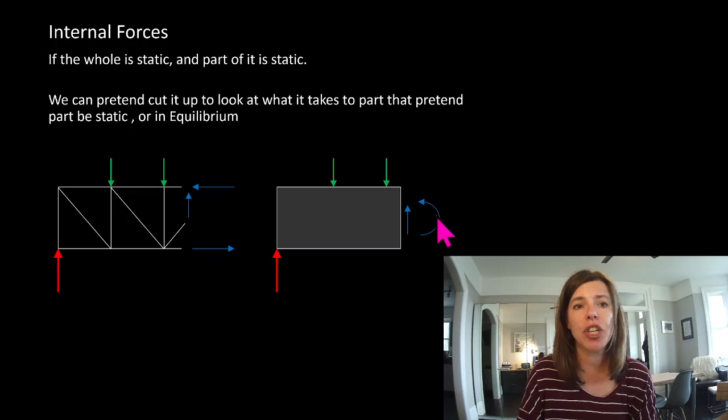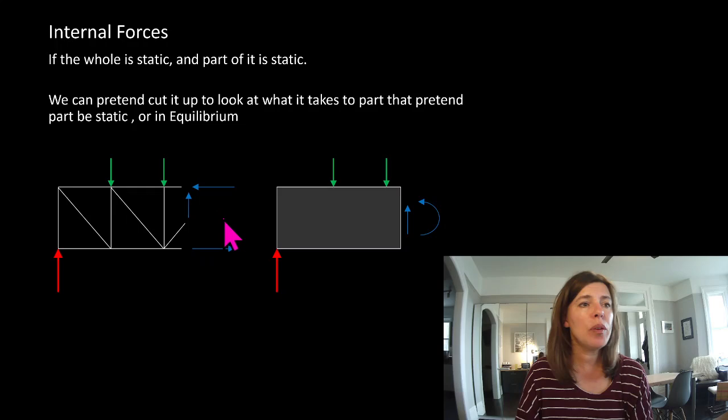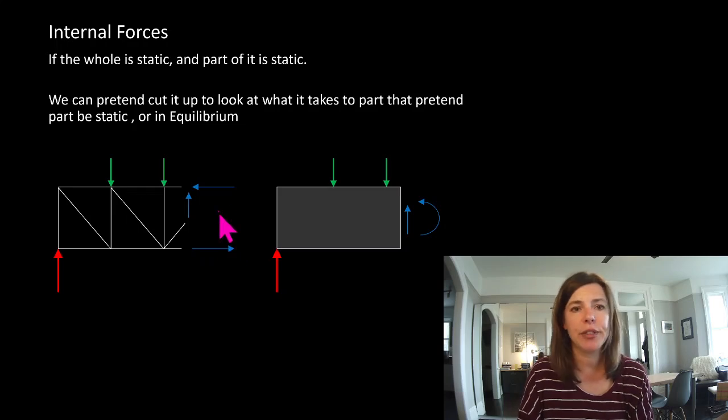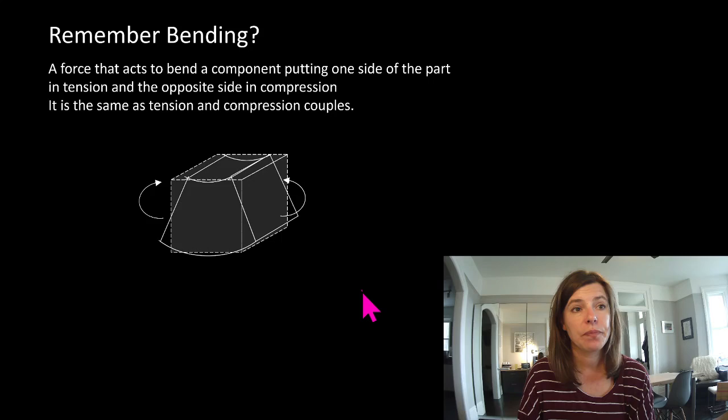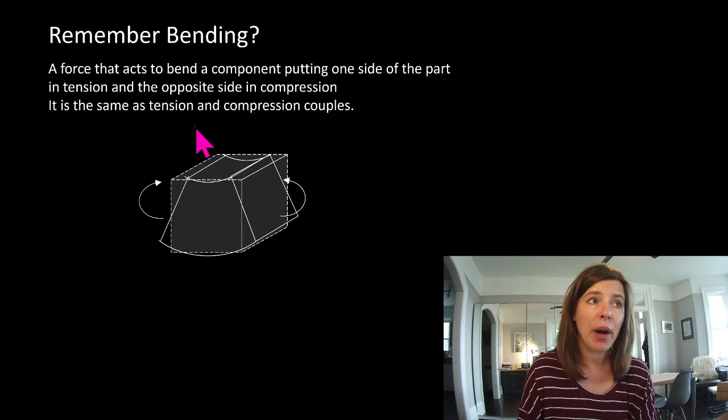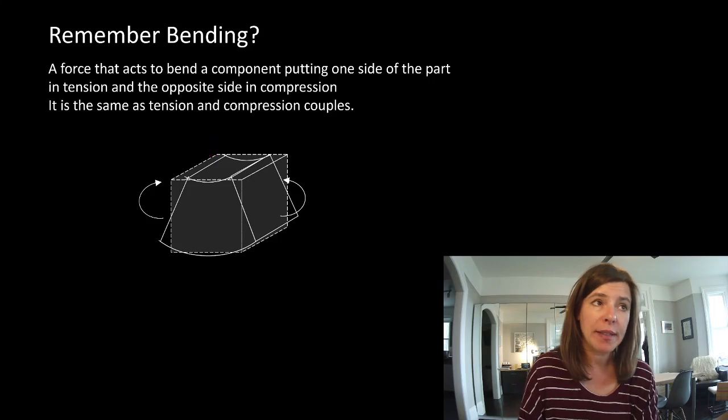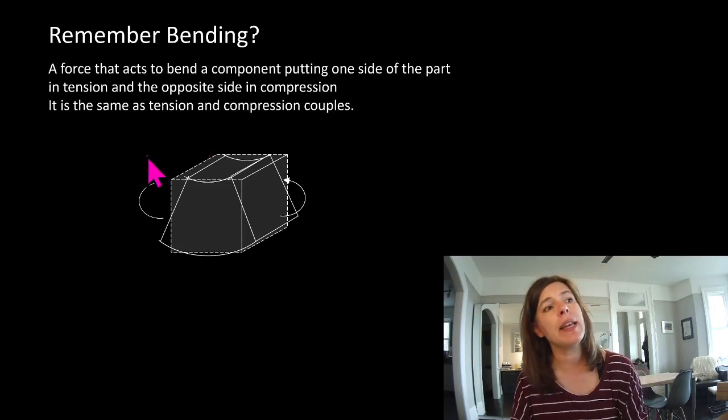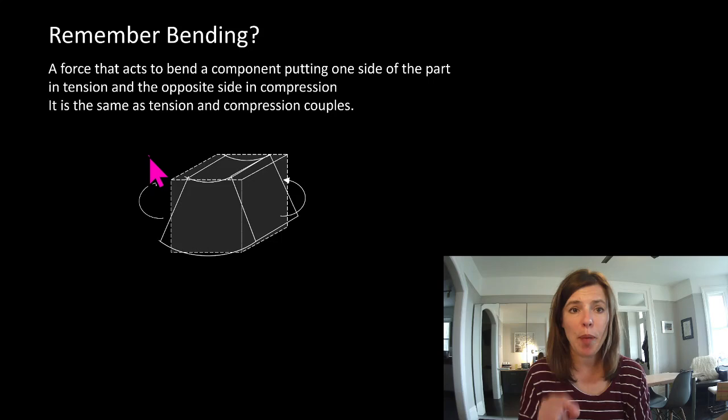What if we used a general placeholder of moment when we made our internal cut? We could break it down to tension and compression if we wanted, but what if we used a moment as a placeholder to find the internal moment in this object? So remember bending, that force that acts to bend a component, putting one side of the part in tension and the opposite side in compression. It's the same as tension-compression couples, which is what I said earlier.